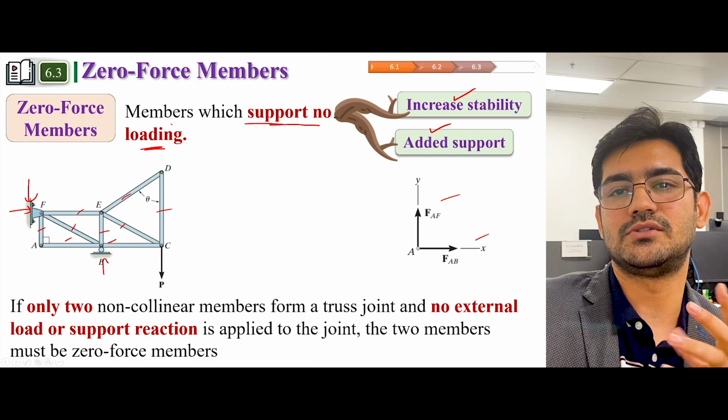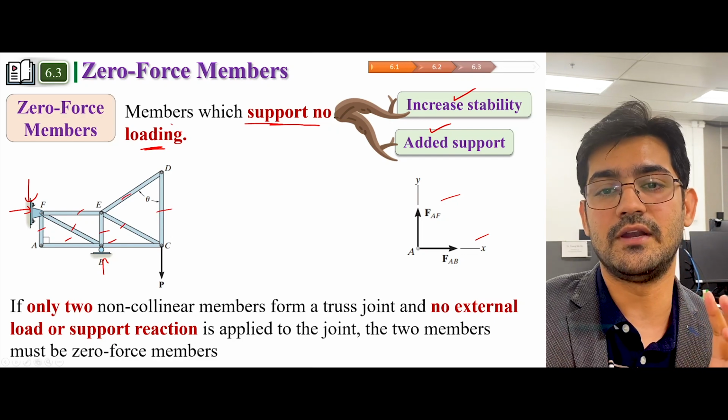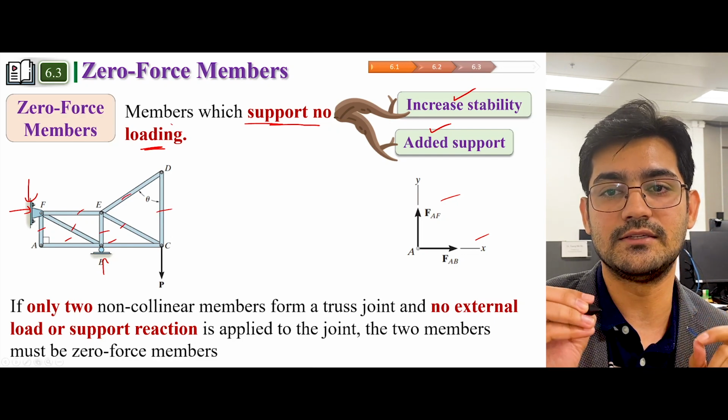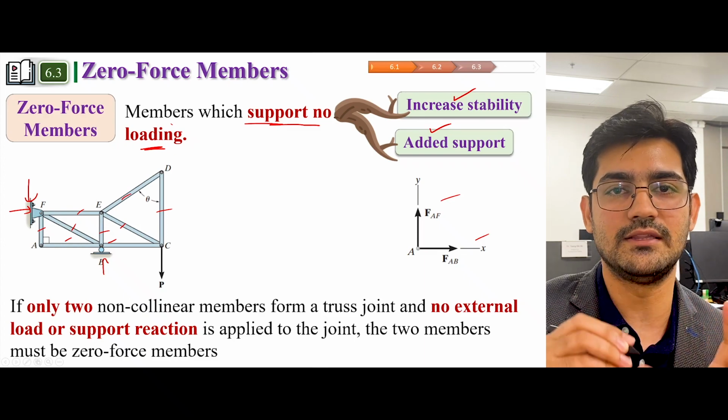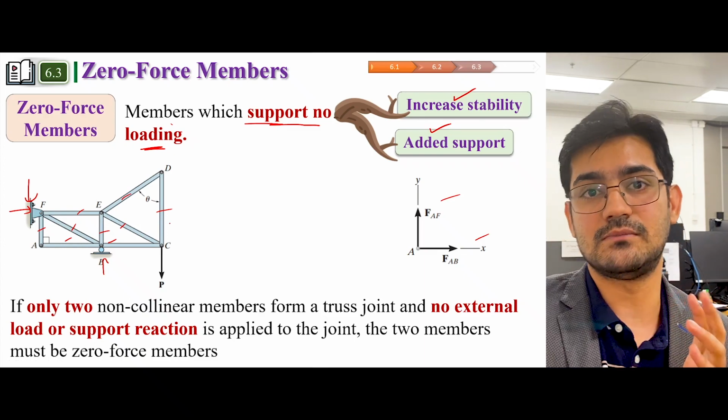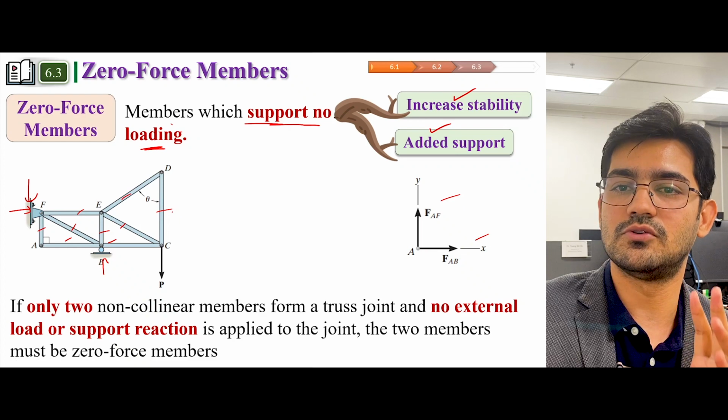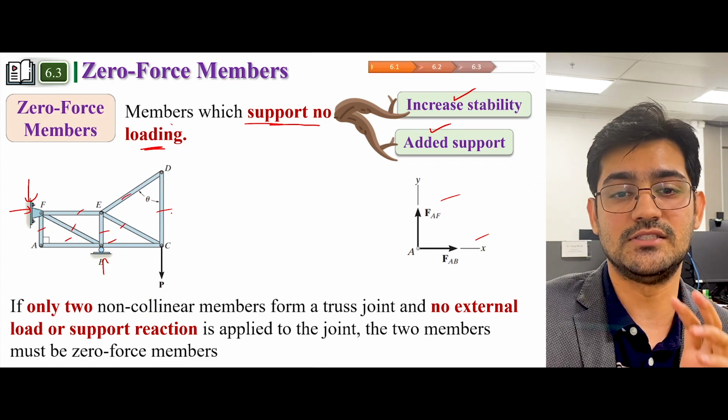One way is to do the method of joints, and whichever force comes out as 0, you can figure out, okay, this is a zero force member. But just by looking at a truss, you can also try to understand which ones are zero force members.